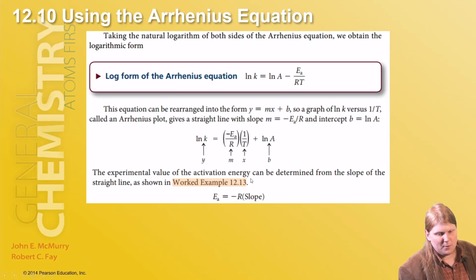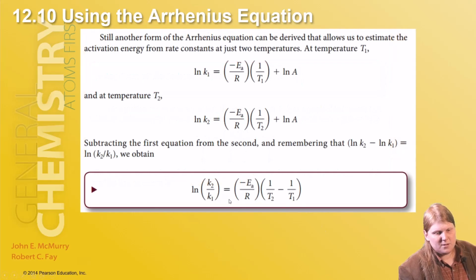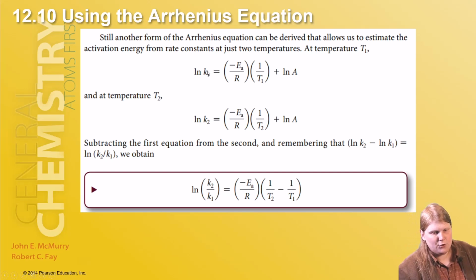Okay, so the experimental value shows that we could get the E of A by taking negative R, and again, this is the R, the version in joules, the 8.314 version, not the 0.082057 version. Keep that in mind when you're working through these problems. So this is the typical form that's usually used for graphing, and what you'll have is 2 different rate constants because we'll be changing the temperature.